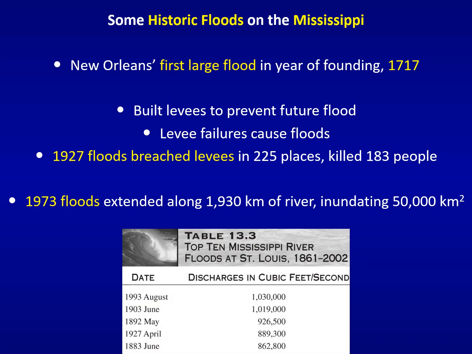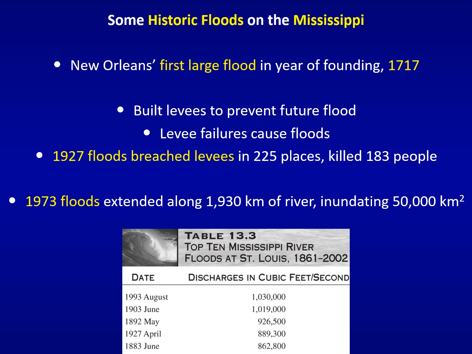The Mississippi has had some historic floods. 1717 was the first large flood in New Orleans, kind of alerting people that this river means business. Levees have been built along the Mississippi to prevent future floods, and of course those fail and cause flooding. 1927 saw breached levees and flooding, killing lots of people. 1973, much of the same.